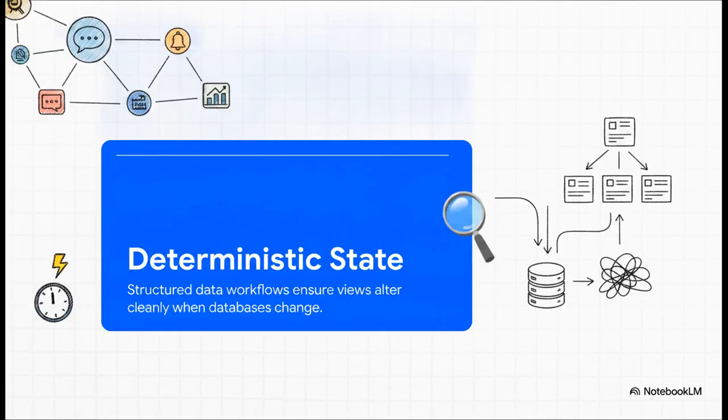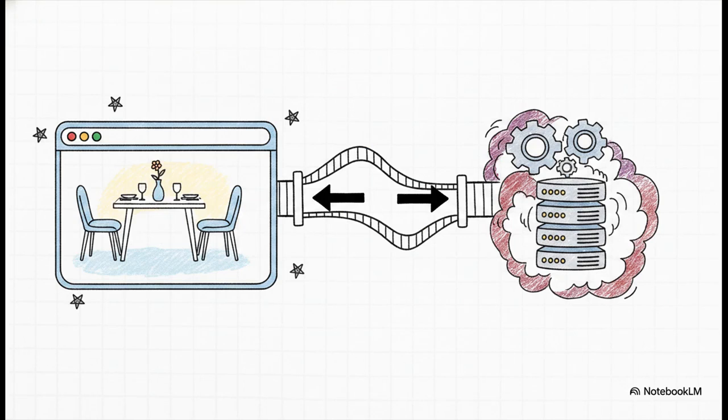First up, deterministic state management. As your web app integrates multiple live features, so think notifications popping up, chat windows, live data feeds, tracking global variables gets incredibly messy and highly error-prone. Actually, scratch that, it becomes a total nightmare. You absolutely must adopt structured data workflows. This ensures that whenever the underlying database changes, your visual views alter cleanly and predictably. Following this principle is exactly what keeps your browser tab lightweight, fast, and highly responsive, rather than getting all bogged down by conflicting data.